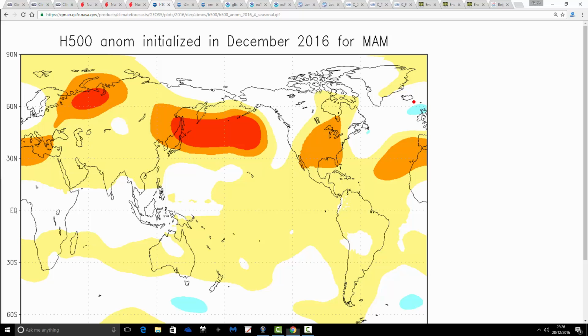The experimental NASA model next, this is model 3. And we can see that again, we've got 500 millibar heights, below average heights around the north of Scotland, above average heights around the Azores, going up towards Spain. And again, almost certainly bring the jet stream through like that. So 3 models and a clear signal for an Atlantic westerly type spring this year.